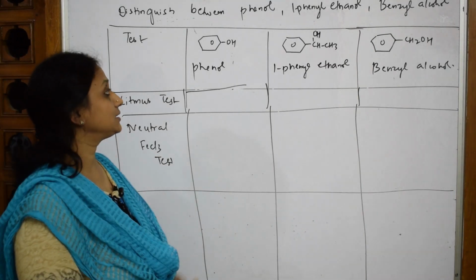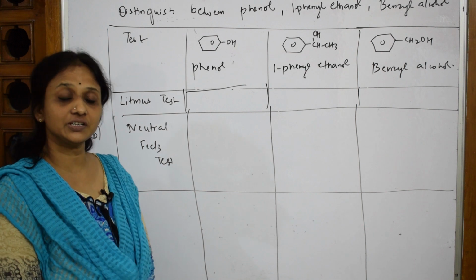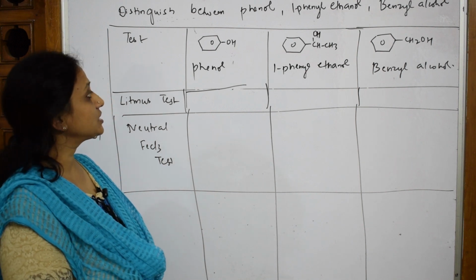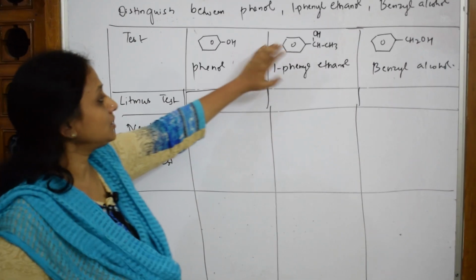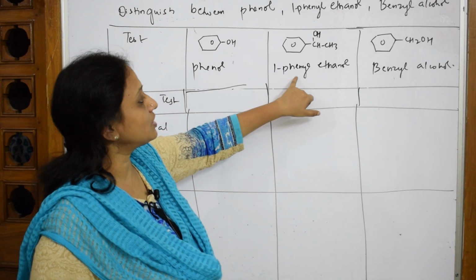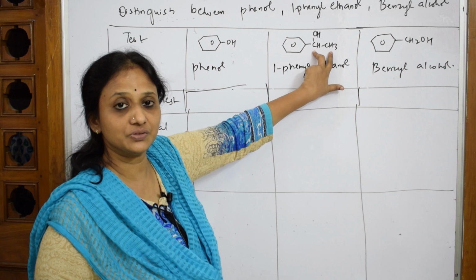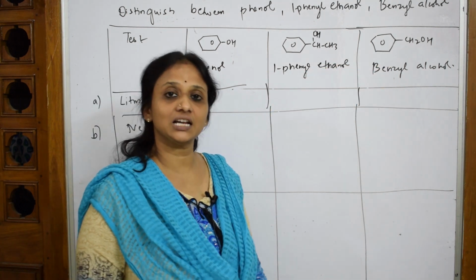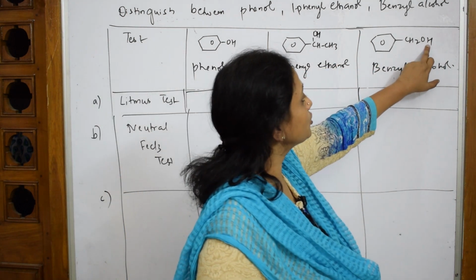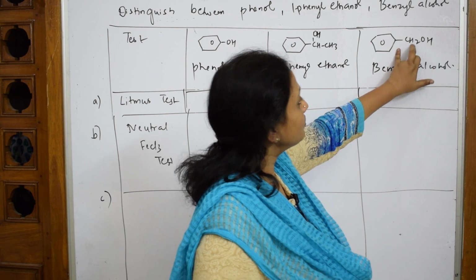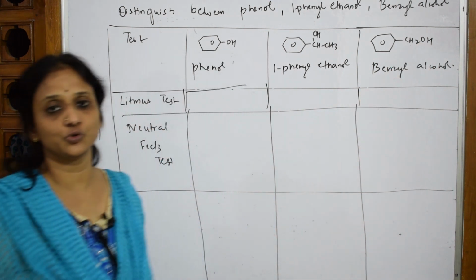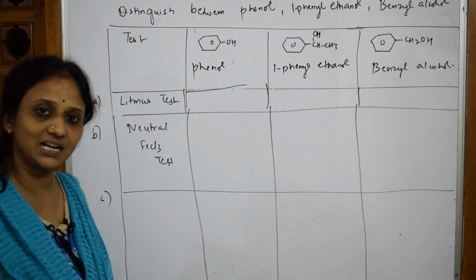Now let's come back and start with the next type of distinguishing test, where they've asked us to distinguish between phenol, 1-phenyl ethanol, and benzyl alcohol. See here, 1-phenyl ethanol has 2 carbons here, and we have benzyl alcohol, where the OH group is attached to the benzene ring through the CH2 group, not directly attached. So it is benzyl alcohol.